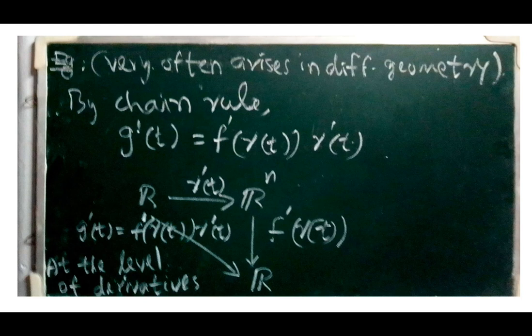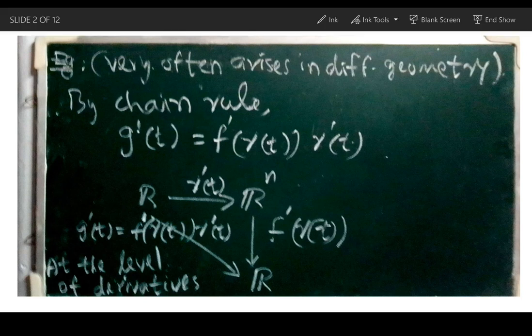Now, what happens to the derivatives? So at the level of derivatives, you can use chain rule. For the composite function, you use chain rule to get the derivative. So what is g dash t? It is by chain rule f dash of gamma of t into gamma dash t.